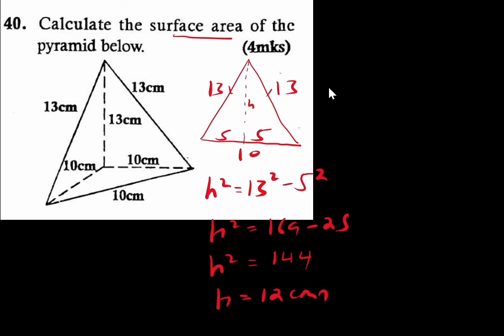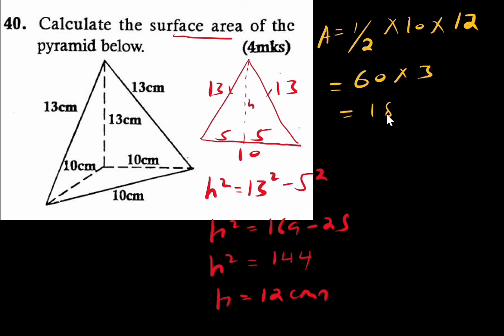And therefore, to get the area of this triangle, you can say area is equal to a half times base. The base is 10 times the height is 12. So this will be a half times 10, we get 5 times 12 is 60. And then we have 3 triangles there, 1, 2, 3. So we multiply by 3. So we get 180 centimeters squared.